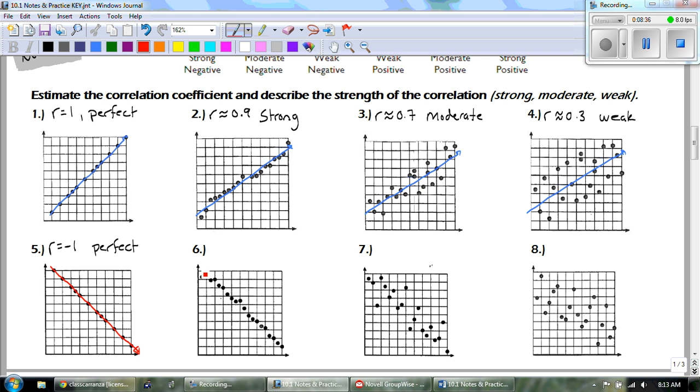All right, number 6, once again, you can see the general trend is going down again. And it's strong. Okay, they're all very close together. It's just not perfect. So once again, we're estimating it's going down, which means it has a negative slope. And we would say that it is strong.